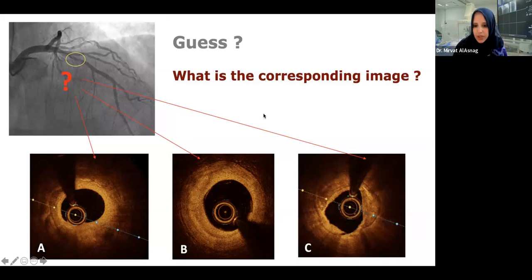Don't worry about it. We're all learning together. So I'm seeing most people are saying C, and what are you seeing in C? What's happening here?